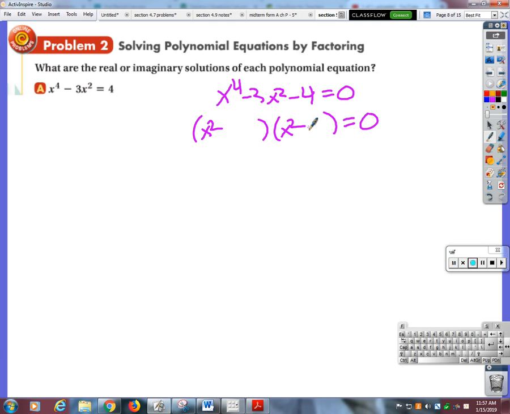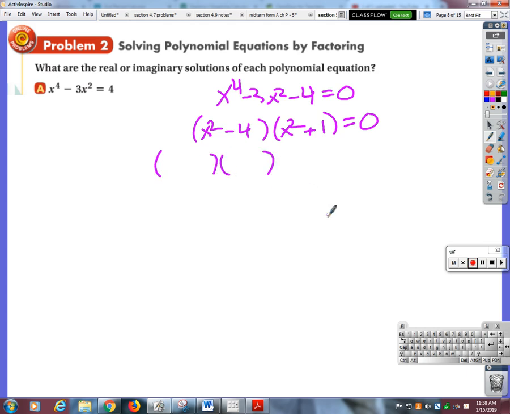Okay? And then we do the same thing that we do with the other ones. What two numbers multiply together to be negative 4 and add to be negative 3? Negative 4 and positive 1. Yeah. Okay? Negative 4 times 1 is negative 4. Negative 4 plus 1 is negative 3. Okay? Now we can break this down a little bit further.